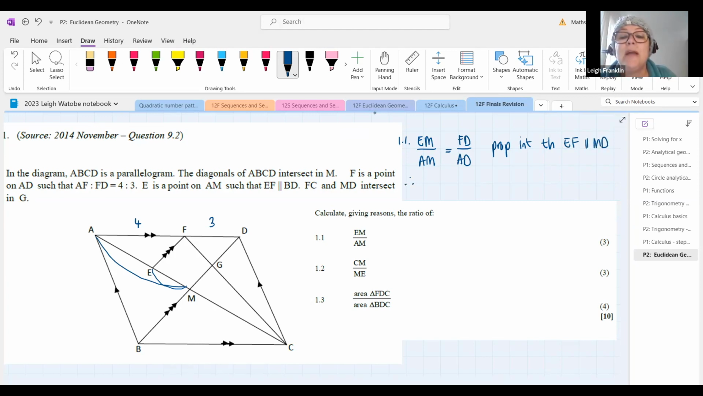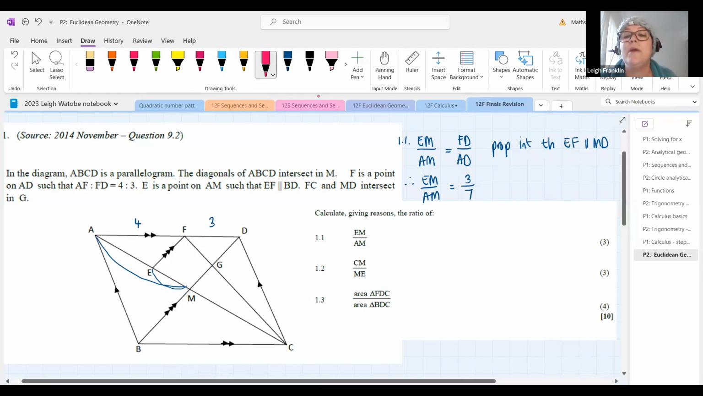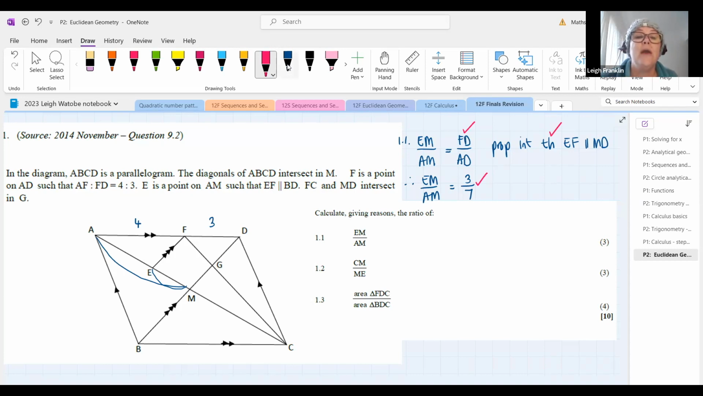All right, so that means now we can go ahead and sub in. So EM over AM is going to be equal to FD, which is 3, and AD would be equal to 7. All right, so here there would be a mark on what it's equal to. Our reason, don't forget the parallel lines when you use proportionality intercept theorem, and then our answer. Okay. All right, let's have a look at question 1.2 now.